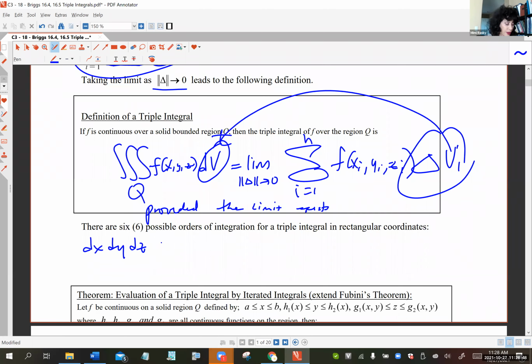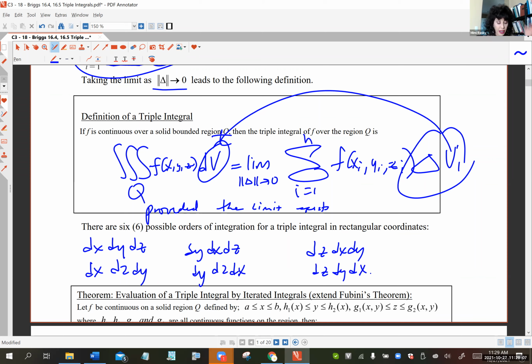So another order could be dy, dx, dz. Or how about dz, dx, dy? Or dx, dz, dy, and dy, dz, dx, and last but not least, dz, dy, dx. Well, my gosh, that's a lot of choices. Can you direct us, like, which choice is the best? Or do we have to know everything?